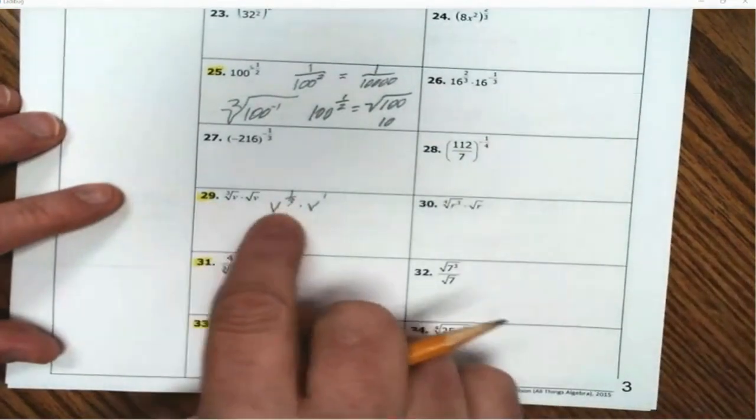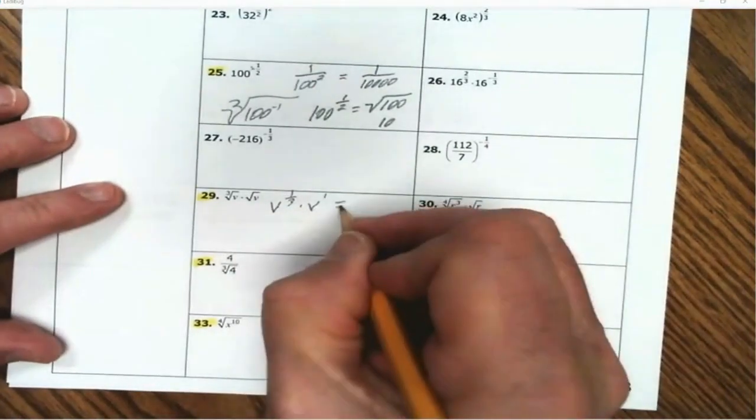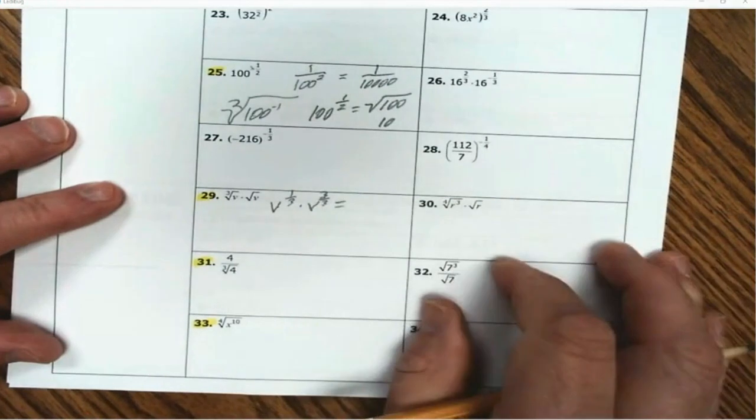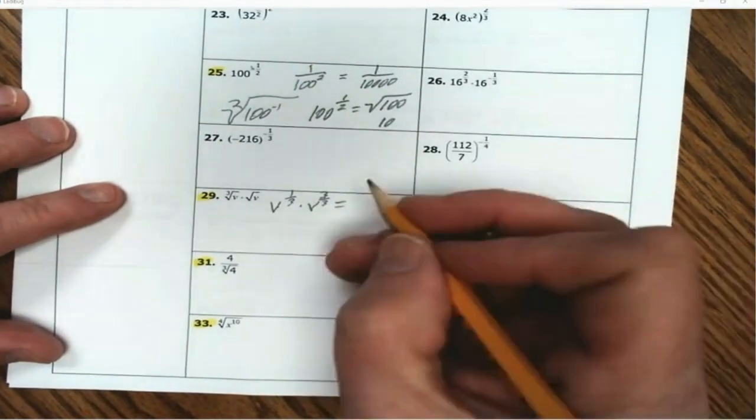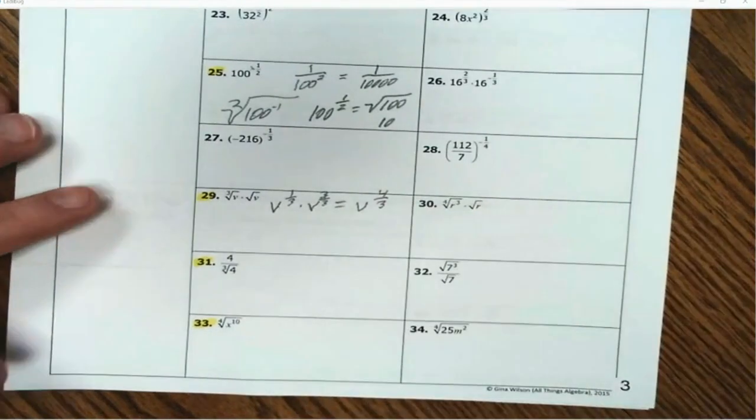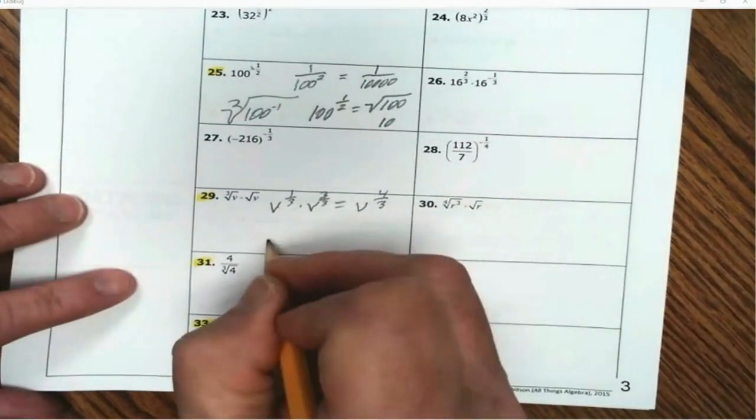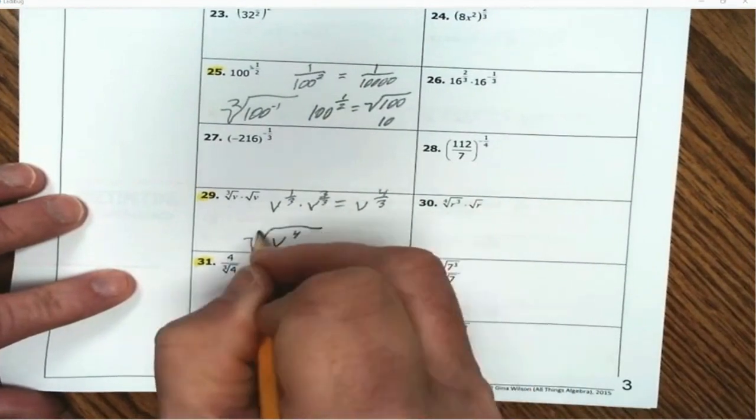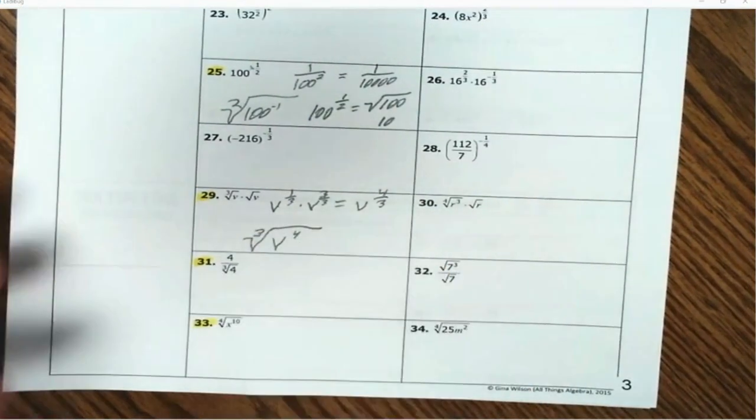So multiplying means you can add the exponents. So if I add v to the first power, that's the same thing as 3 over 3. 3 over 3 is 1. But then I can add them and say this is the 4/3 power. So this would be v to the fourth, the cubed root of v to the fourth.